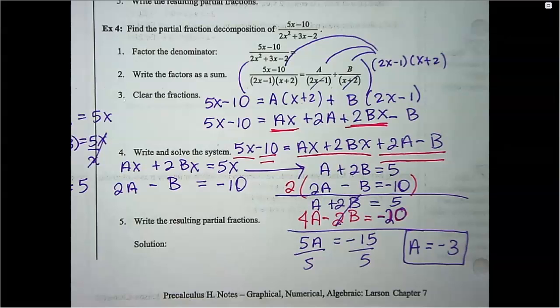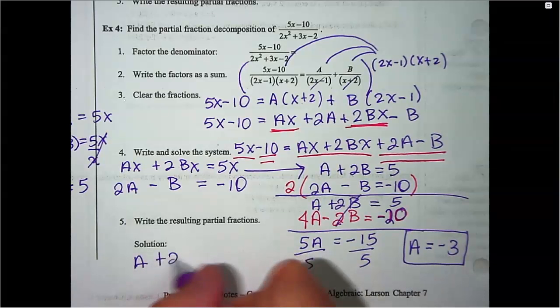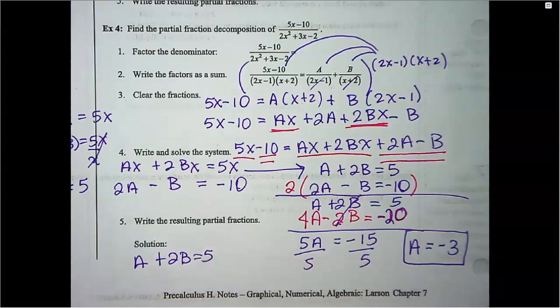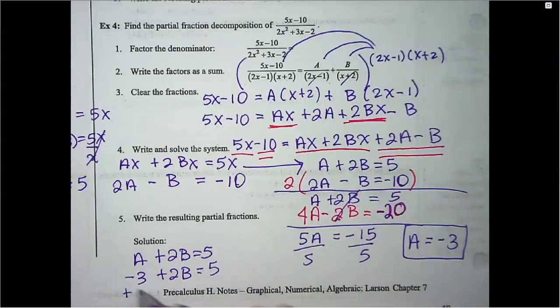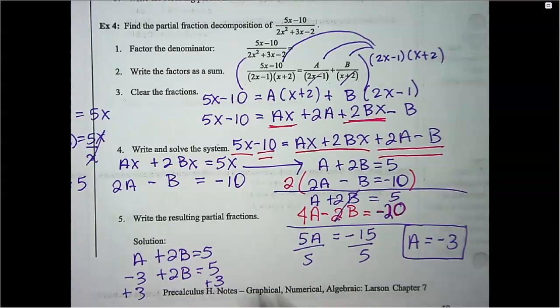So you take one of the equations. Let's just take a plus 2b equals 5. And let's plug in a. So negative 3 plus 2b equals 5. And then add the 3. So 2b equals 8. Divide by 2. And b is equal to 4.